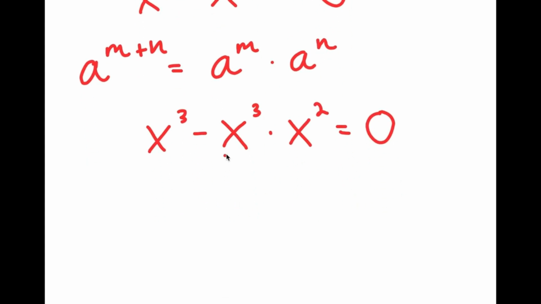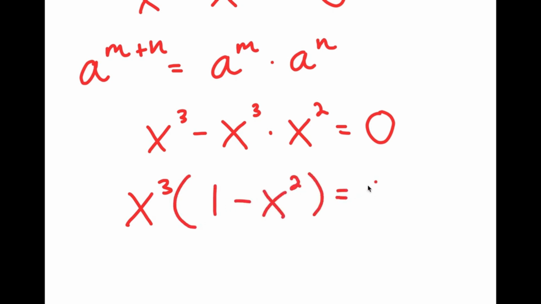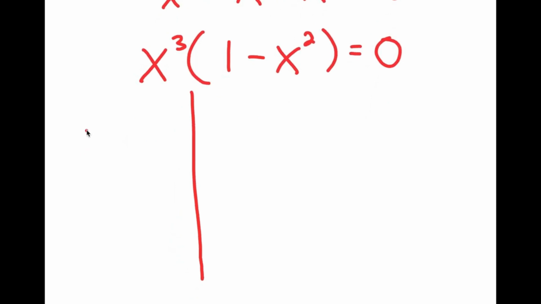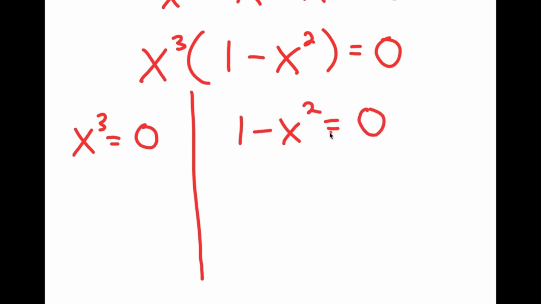And now I'm going to factor out x to the power of 3. So I get x to the power of 3 times 1 minus x squared. So now this gives me two equations. I get x to the power of 3 is equal to 0, and I get 1 minus x squared is equal to 0.